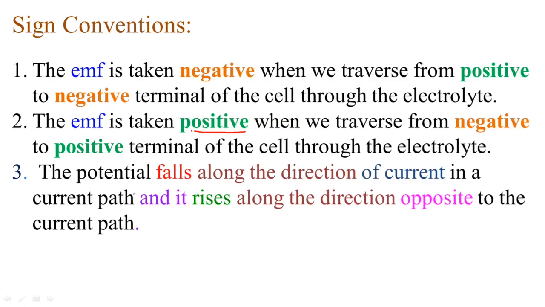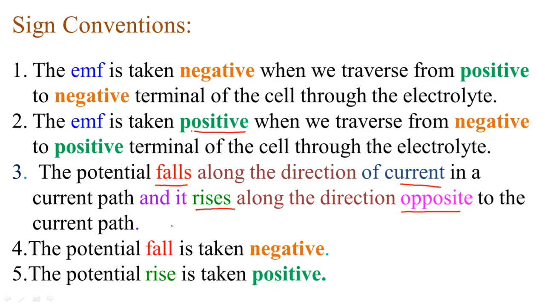For conductors, the potential falls along the direction of the current and it rises opposite to the current path. If the path traces against the direction of current, the potential difference across the resistance is considered positive. Let us see how to apply Kirchhoff's laws to a network and obtain the equations for potential difference and currents.